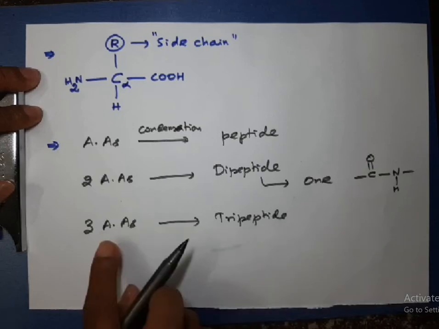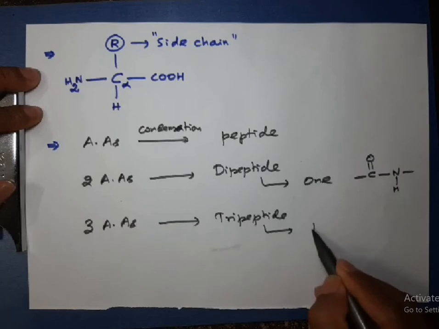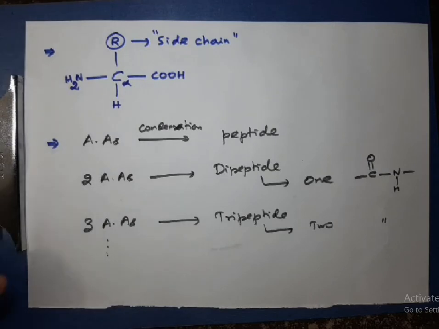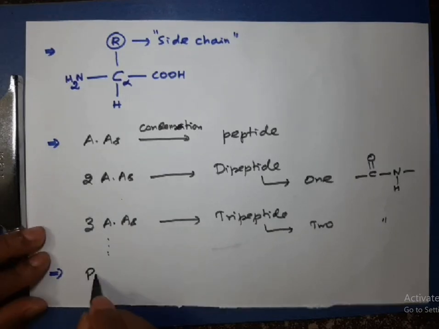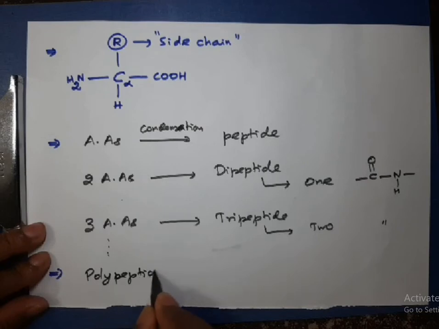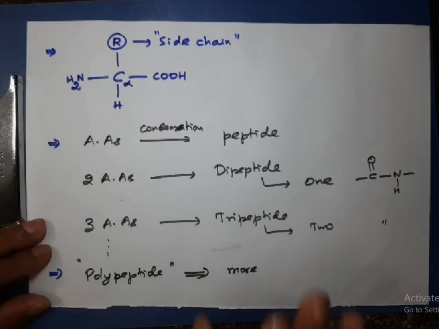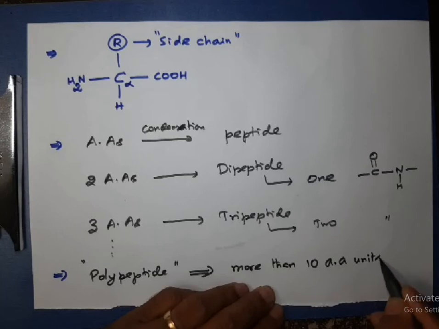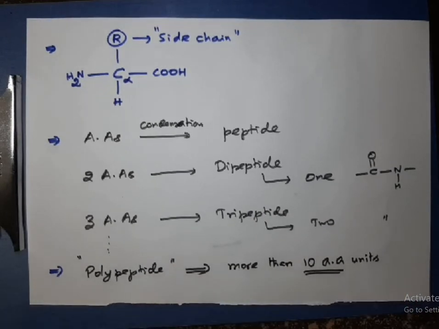A tripeptide consists of three amino acid units and it contains two peptide linkages. These things we discussed in the last lecture itself. Now, what is meant by a polypeptide? When can we call a peptide a polypeptide? As per definition, a polypeptide contains more than 10 amino acid units joined together through peptide linkages. That's the point.